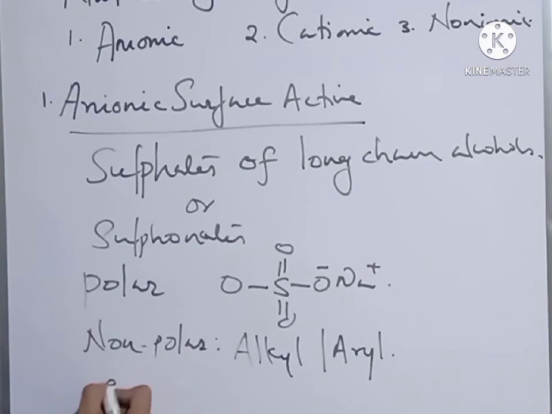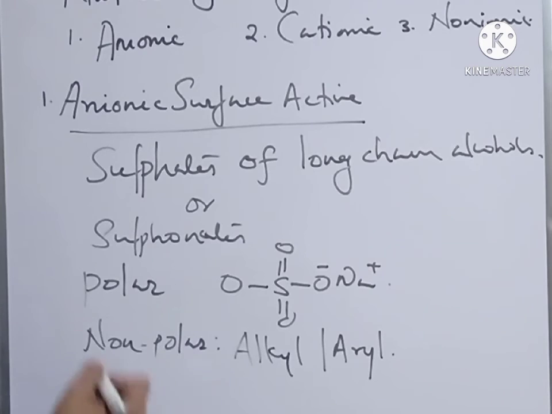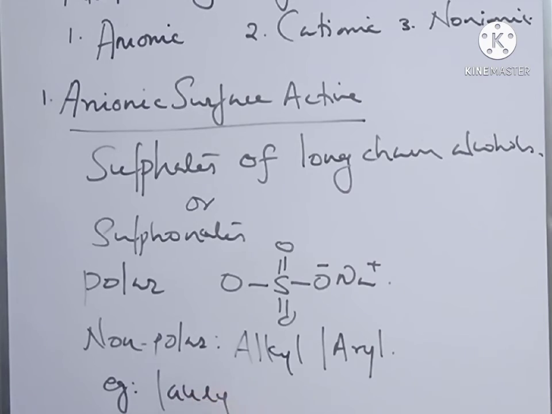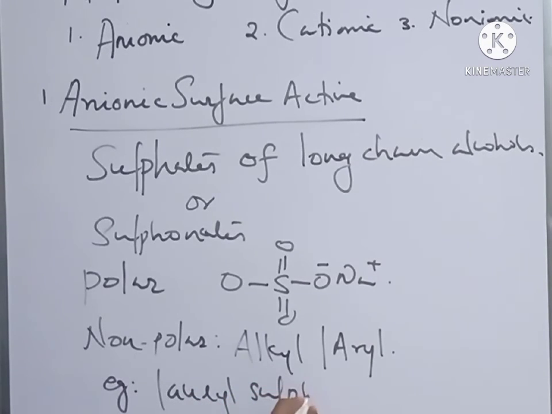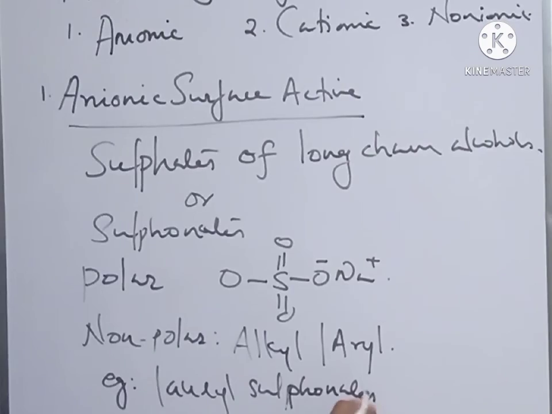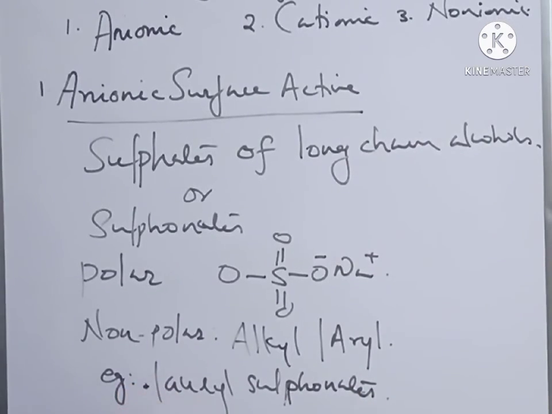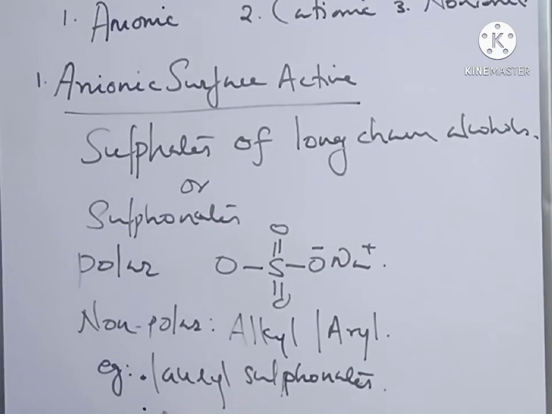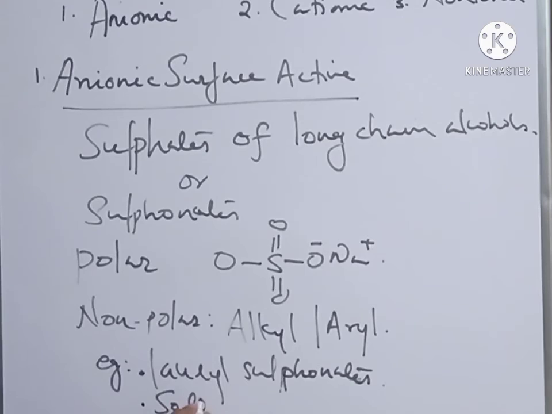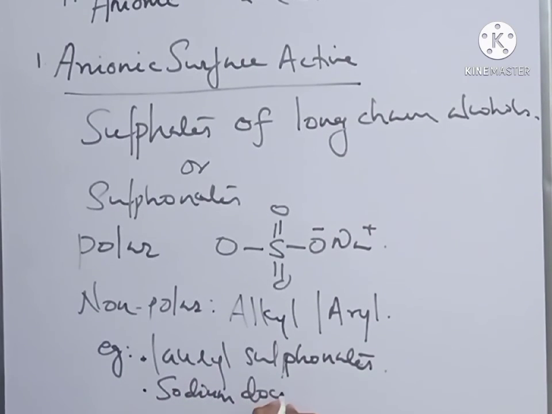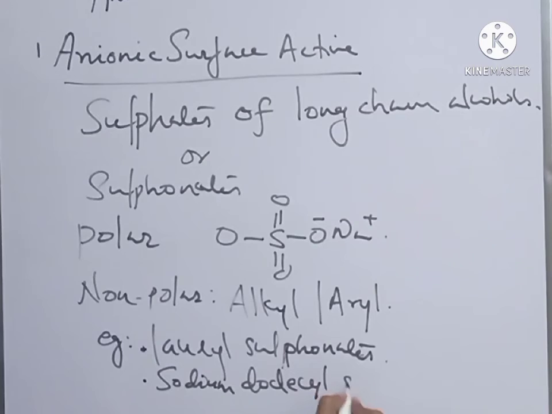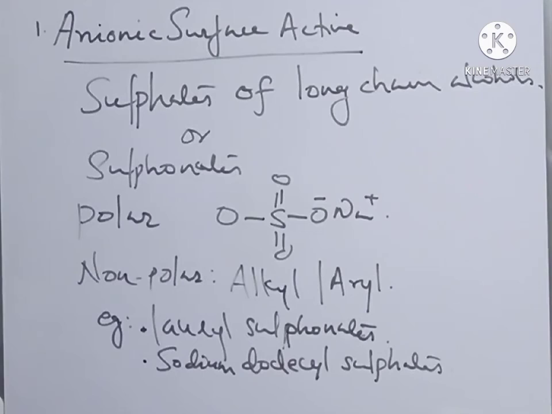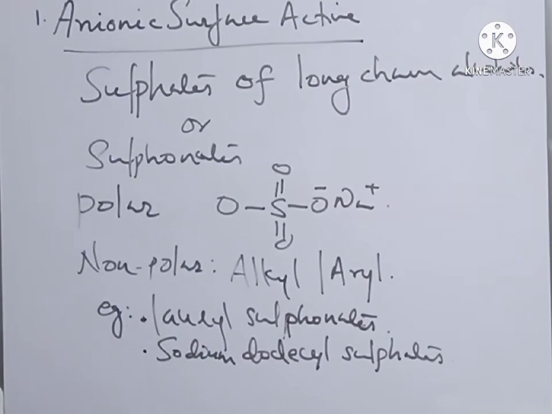So here we can say the examples are lauryl sulfonates and sodium dodecyl sulfates, which are examples of anionic surface active synthets.